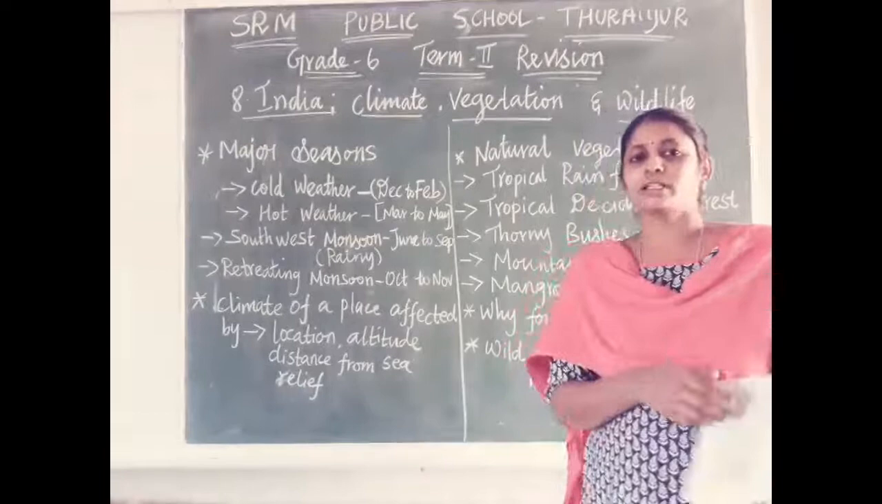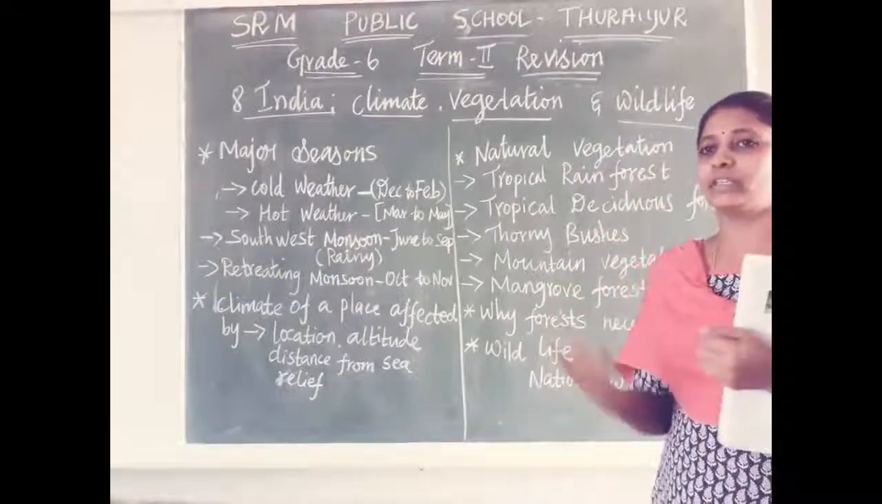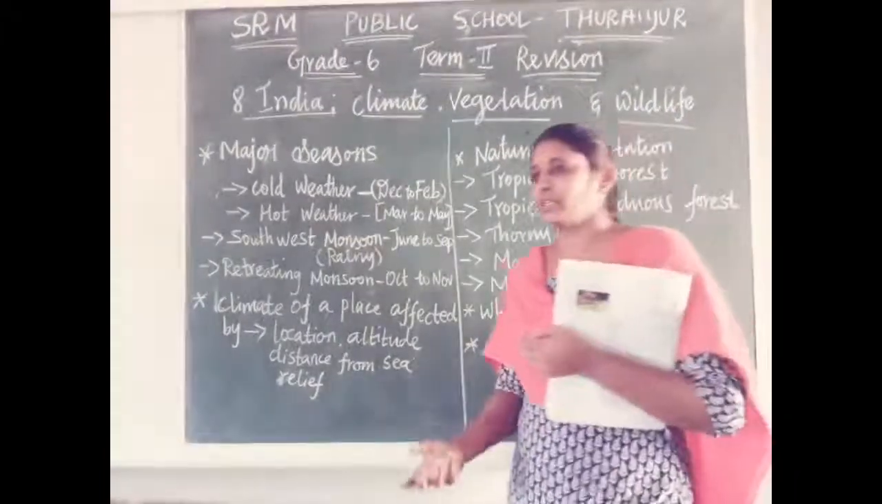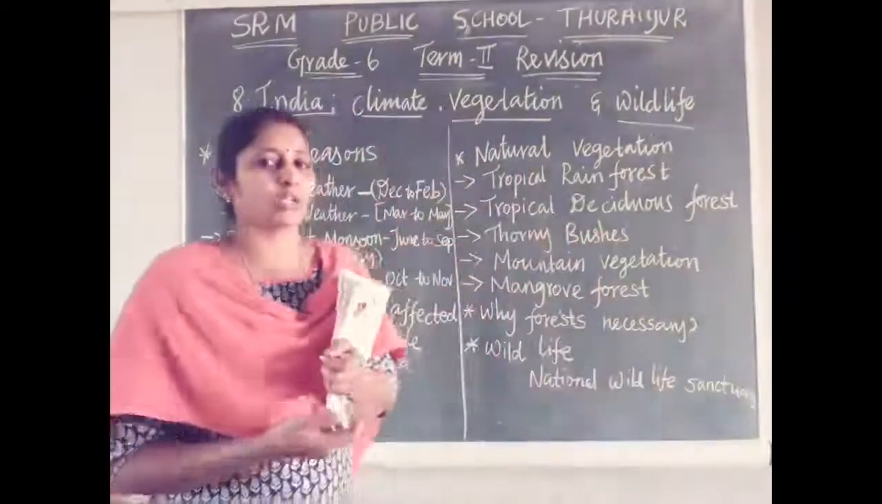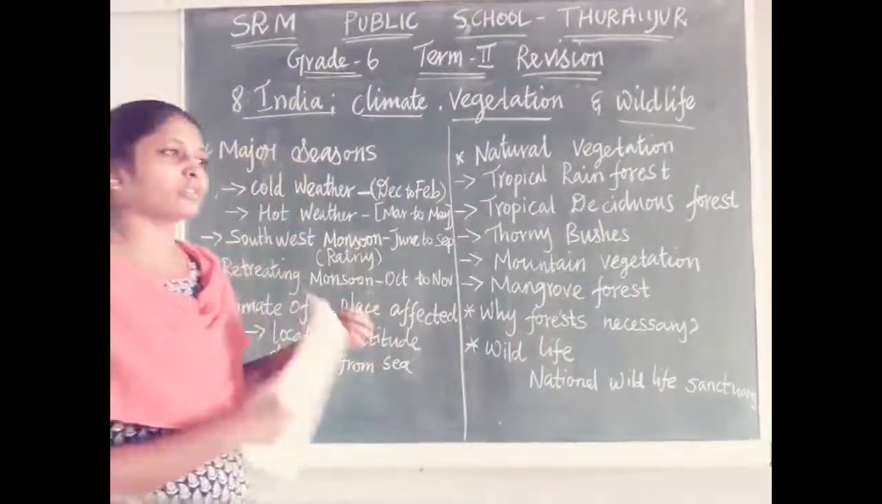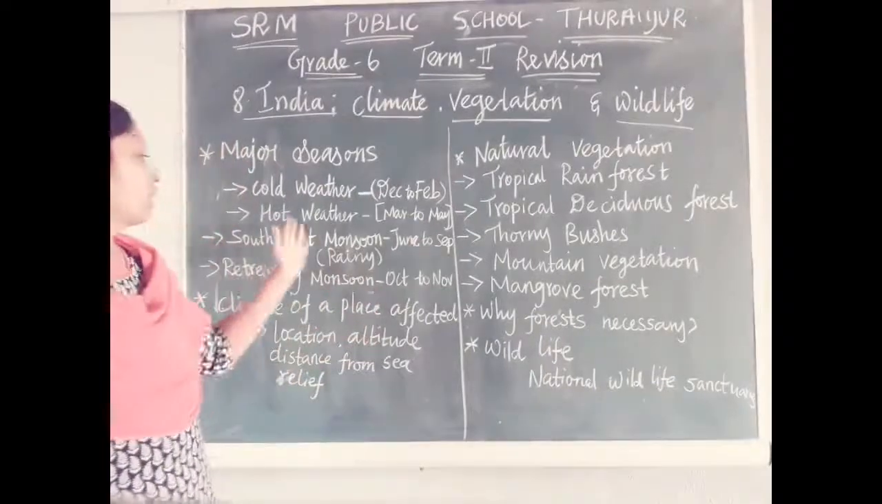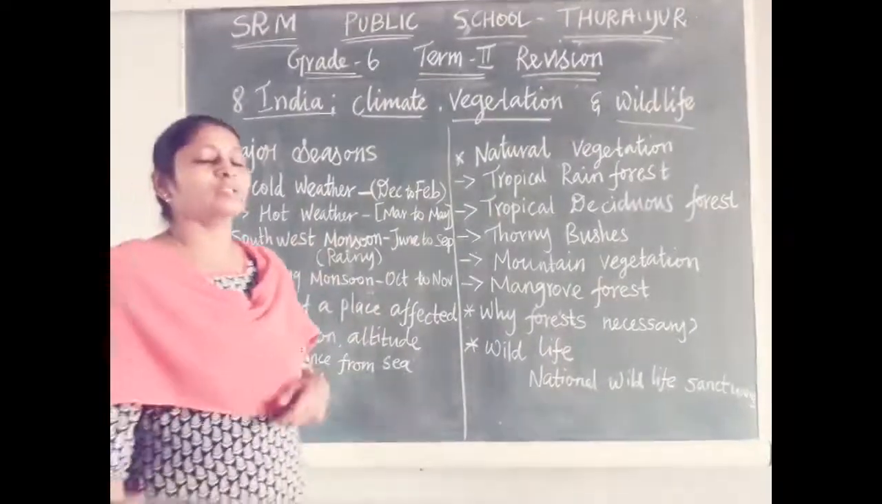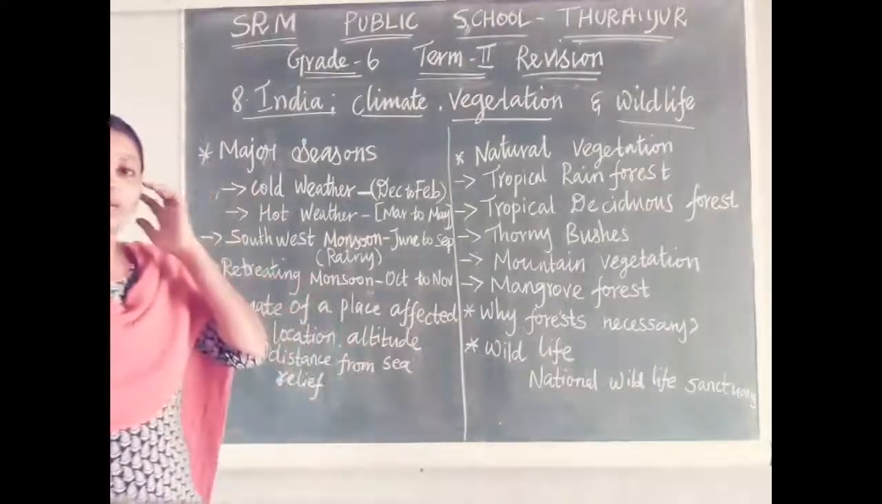In some places like Rajasthan, a hot wind will blow. That weather is called Lu. Particularly in the Thar desert, the hot wind blows during the hot summer season. So that wind is called Lu.